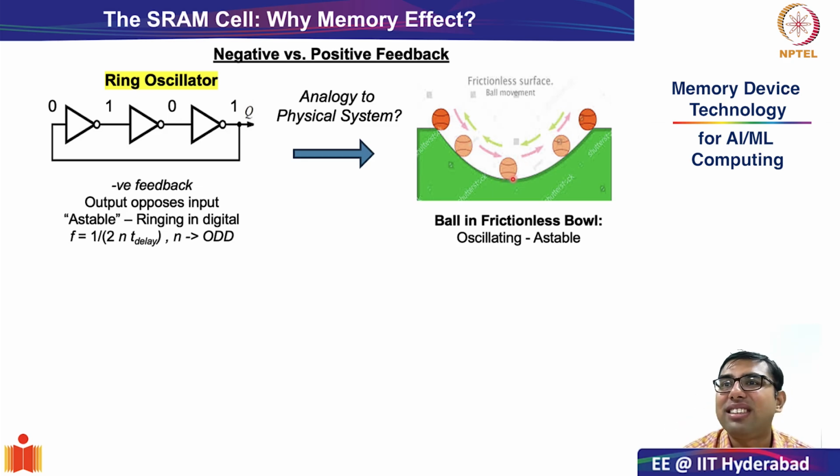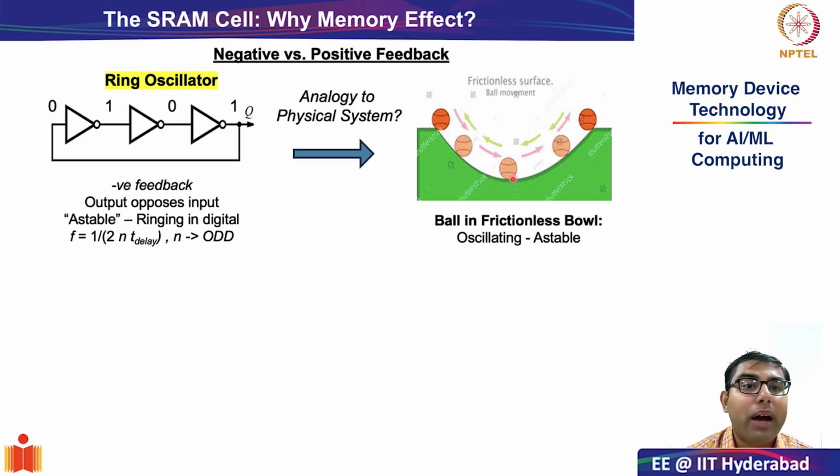But in a frictionless system, this will be essentially astable. We are describing these analogies to physical systems because it is a great way to imagine how to design our systems, and we will see that later on in our future lectures.